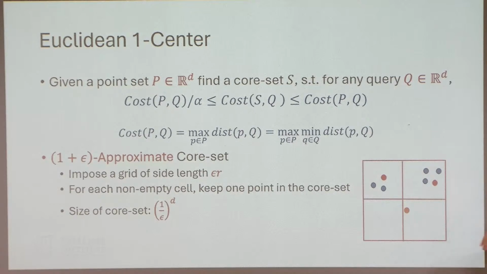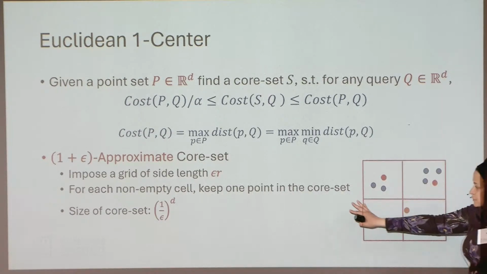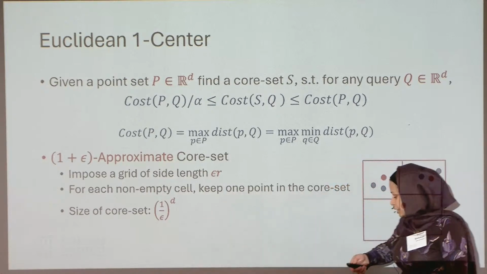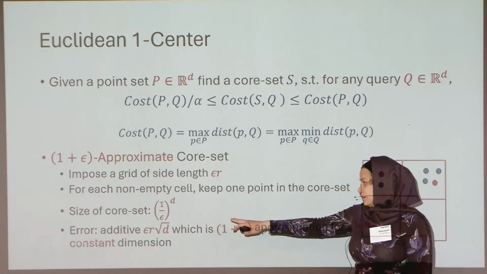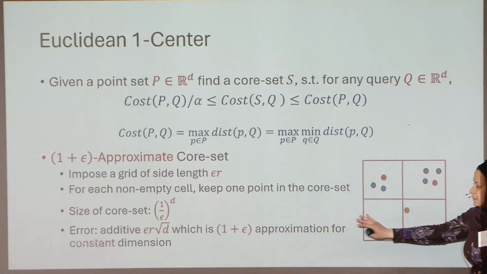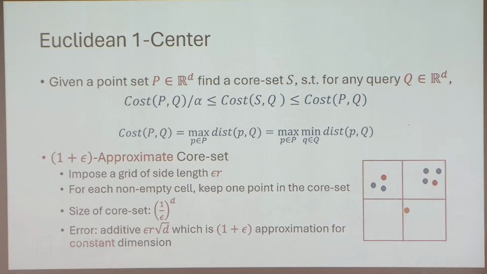For example, one of the techniques that people use in the context of coresets is to impose a grid. In particular, if we know that the farthest distance between the points is roughly r, what you can do is to impose a grid of side length epsilon r. And now from each cell in this grid, you can just pick a single point. So the size of this coreset would be 1 over epsilon to the d. It would give you an additive error of epsilon r square root d. And for constant dimension, this would be a 1 plus epsilon approximation.